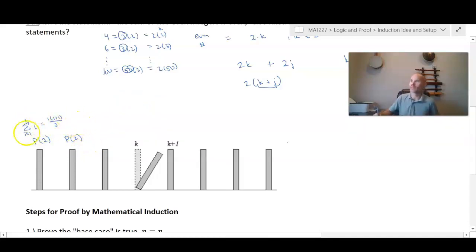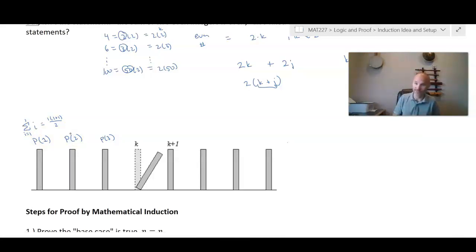P of 2 would be the statement that the sum from i equals 1 to 2 of i would equal 2 times 2 plus 1 over 2. Then there'd be P of 3, and so on, right? The idea here is that we would have infinitely many dominoes stacked in a row. Now, one way to knock over all the dominoes in the sequence would be to tip each one by one until you tipped infinitely many of them over.